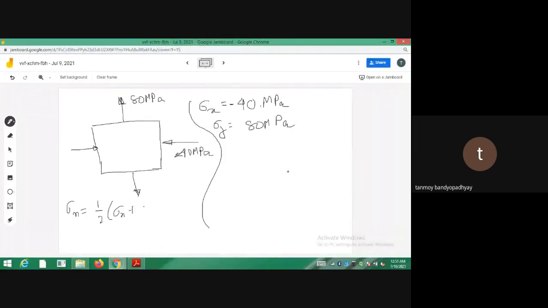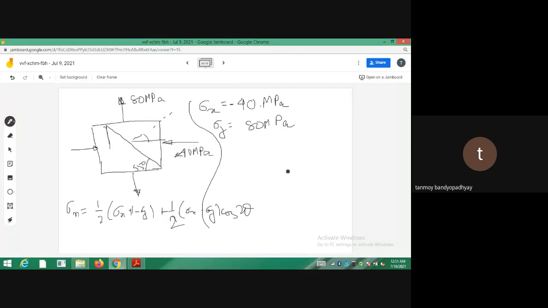You write down half of sigma x plus sigma y plus half of sigma x minus sigma y cos 2 theta. So what is theta? So you are given an inclination plane like this. So the plane is having inclination like this. So draw the normal to the plane. So this was 55 degree. So this was 55 means this was 45. So what is the plane making with the x-axis?